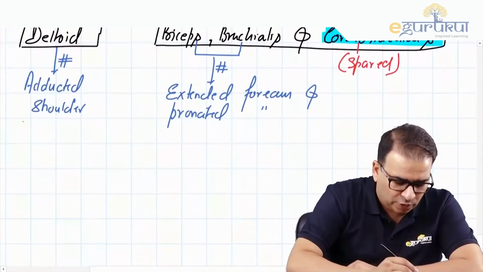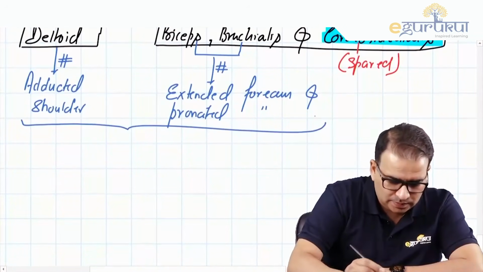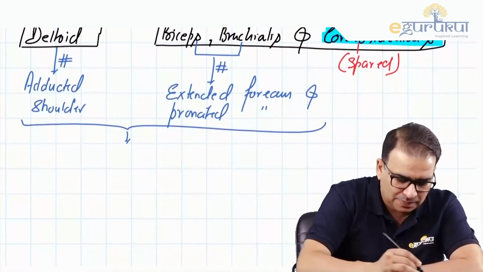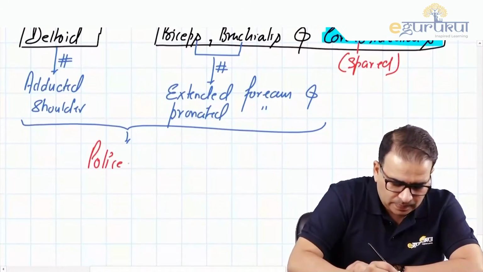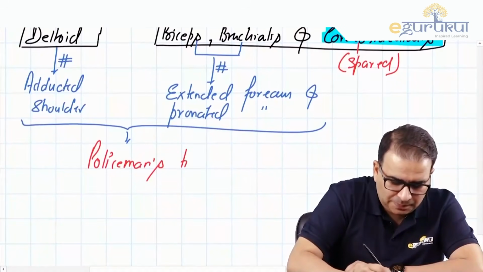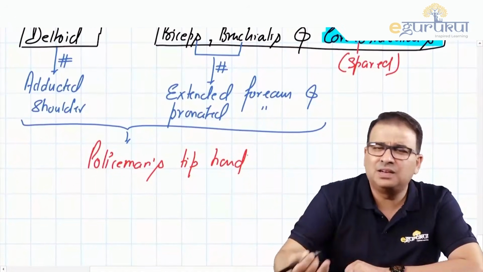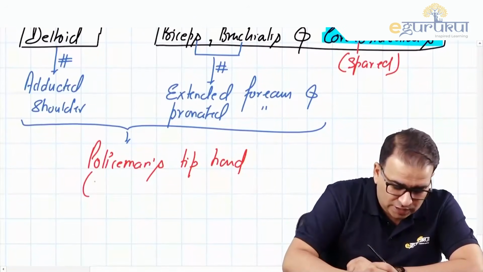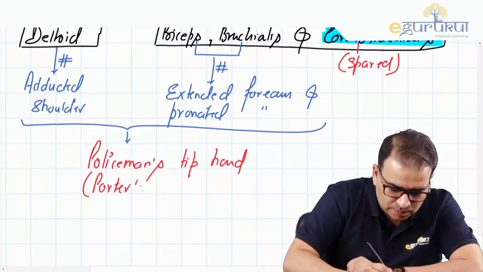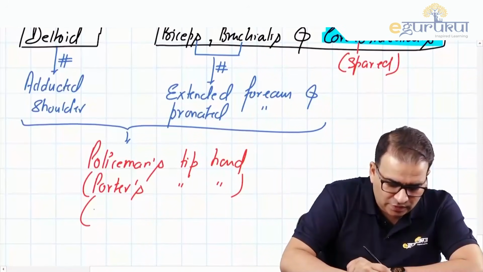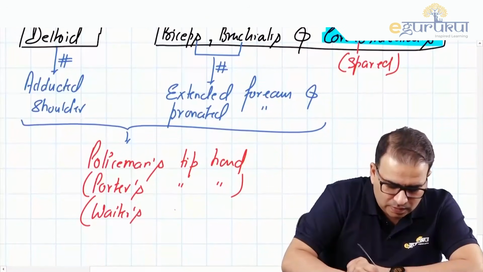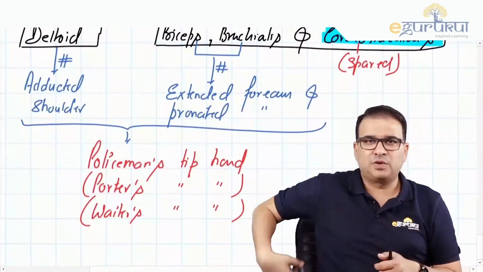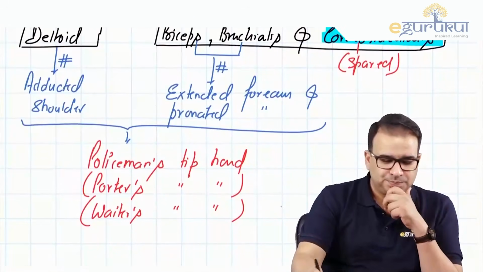So overall, the combination of all these three movements will lead to the positioning of upper limb in such a way that we call it what? Policeman's tip hand. This is what you call a policeman's tip hand. There are other different names given to it: policeman tip hand, or waiter's tip hand, or porter's tip hand. Like somebody's asking for a tip, so they will turn the hand like this and will ask for a tip. So policeman, porter's, or waiter's tip hand.